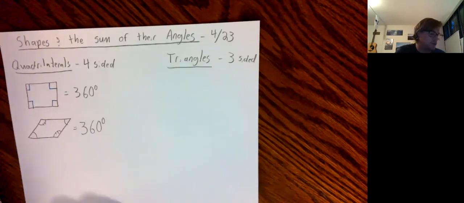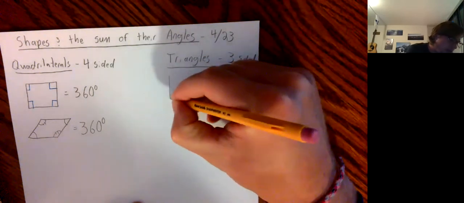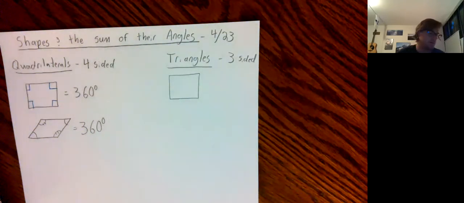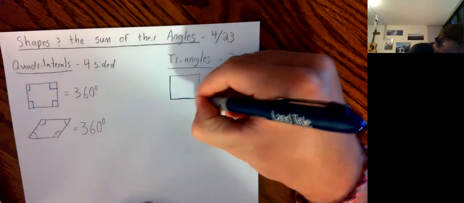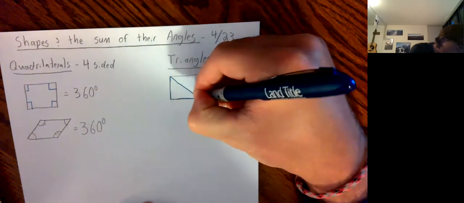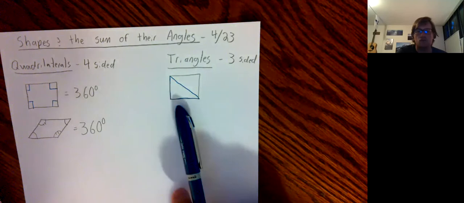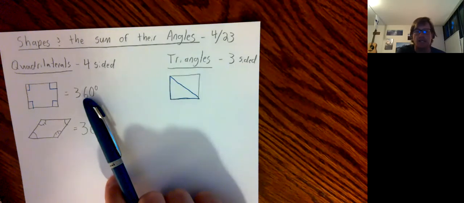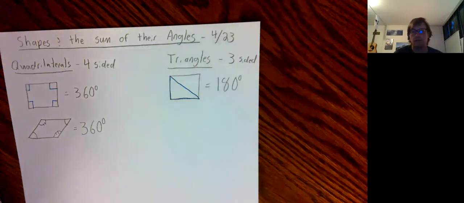Okay, let's move on to a triangle. And let's think about a triangle as half of a square. So there's my square, and I can have a triangle fit perfectly inside of that square. And with that idea that a triangle is just half of a square, we can look back to, how many degrees does a square have? 360. Well, what's half of 360? Half of 360 is 180 degrees.